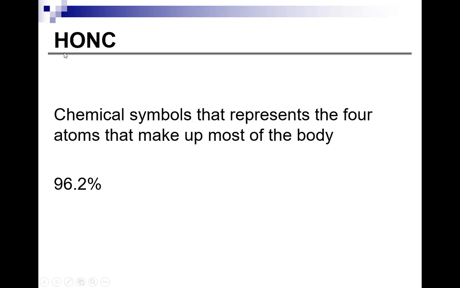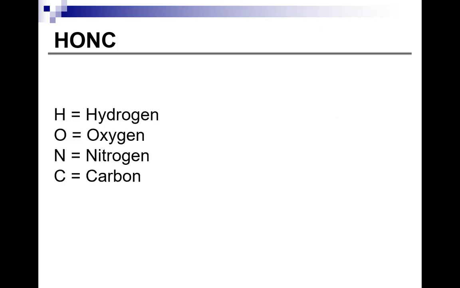So a lot of times to remember those, people remember HONC, like HONC. Sorry, it's not a K, but that helps you remember the symbols for those. So just remember 96.2% carbon, oxygen, nitrogen, hydrogen. So those 4 atoms. So here they are: hydrogen, oxygen, nitrogen, carbon. So it's showing you the symbol plus the name there.